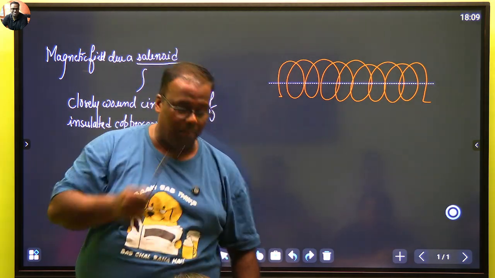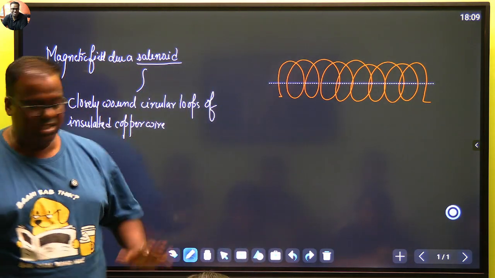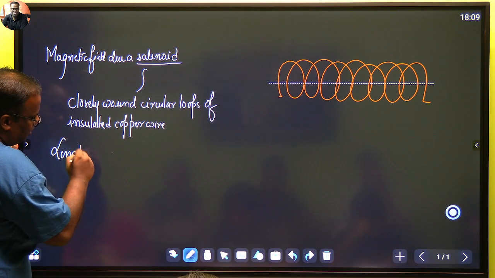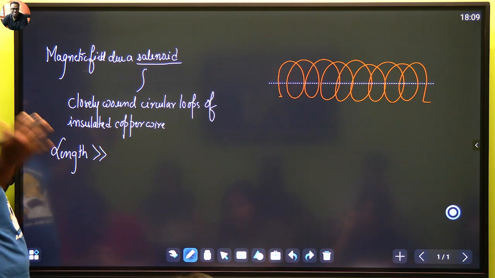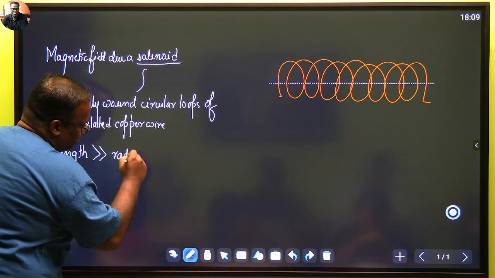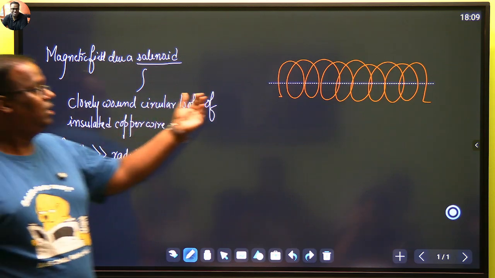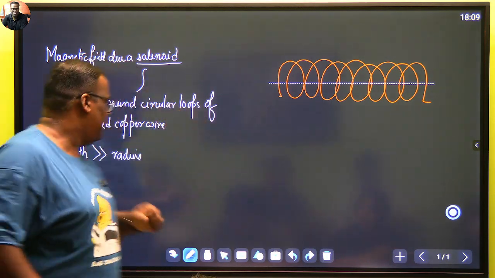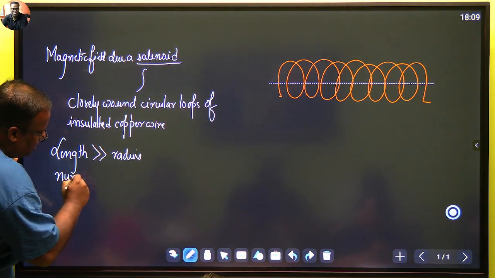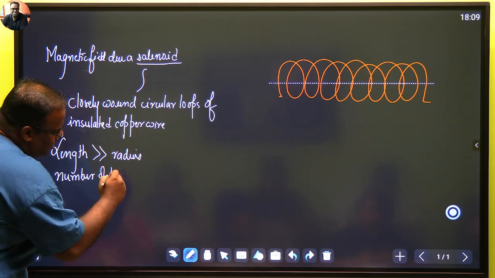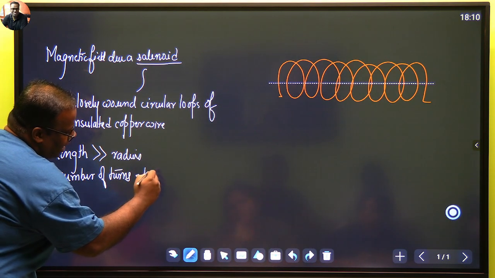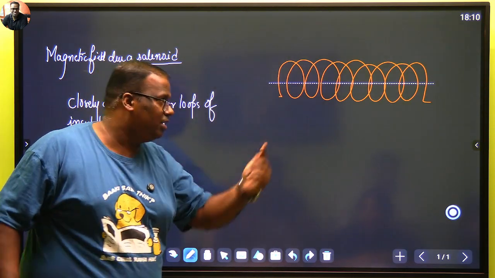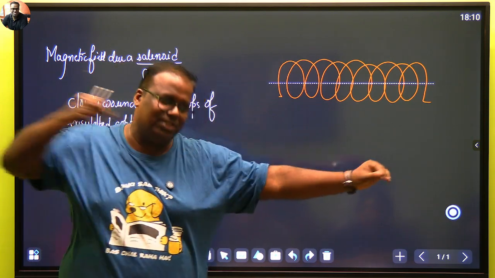This is the solenoid. Although this is grade 9 stuff, still I'll tell you, the length of the solenoid is marginally greater than the radius. Did you understand? It means it will be very long and the radius will be very small, and the number of turns is high. Do you get it now? Very fine wire, and then take it out.